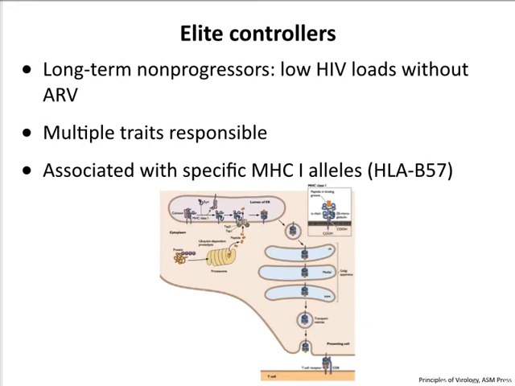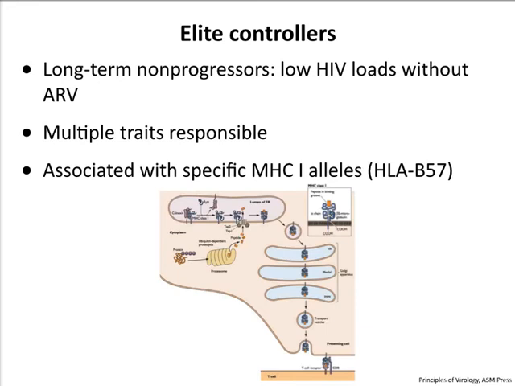Elite controllers of AIDS are another example of the effect of major histocompatibility proteins. Elite controllers, also known as long-term progressors, these are people with HIV infections that can live many, many years without antiretrovirals and without showing the symptoms of AIDS. There are many explanations for elite controllers, but one of them is an association with a specific MHC type 1 allele called HLA-B57. And this, if you remember, MHC1 is the pathway by which viral proteins produced in infected cells are chopped up by the proteasome. They're loaded into the MHC1 molecule and shipped to the cell surface so they can be examined by CD8 cells to see if they're foreign, and then, of course, the CD8 will kill them.